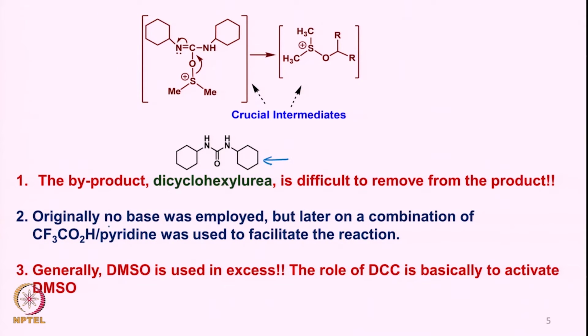Originally there was no base used, therefore the reaction took a bit longer, but later on they started using trifluoroacetic acid and pyridine as a combination, in which trifluoroacetic acid protonates the dicyclohexyl carbodiimide, and of course pyridine acts as a base, and thus the reaction gets facilitated. In general, the DMSO is used in excess, and as you can see the main role of the DMSO is of course to get activated by DCC.